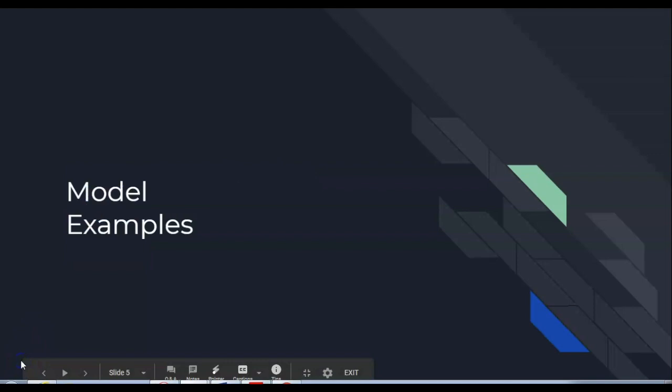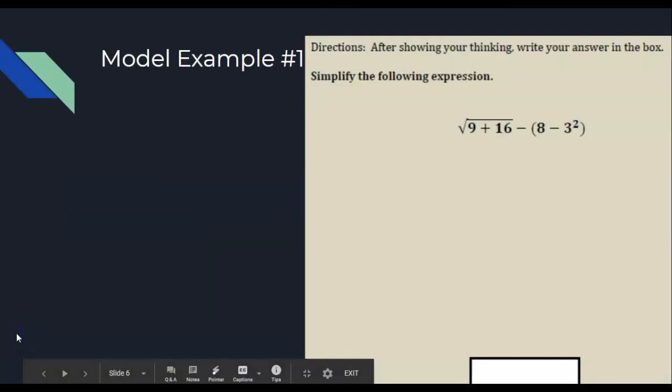Now that you've learned our skill for today, we will look at some model examples. Please copy and complete the examples in your notebook. Also, feel free to jot down any additional information that's said throughout the explanation. Here's model example number 1. Take some time to write down model example number 1, and then we will discuss the solution.